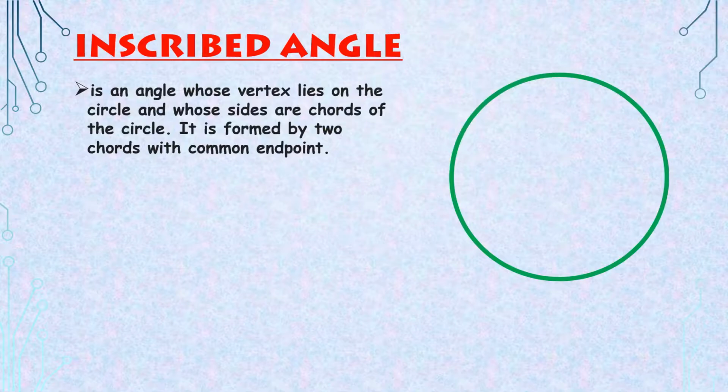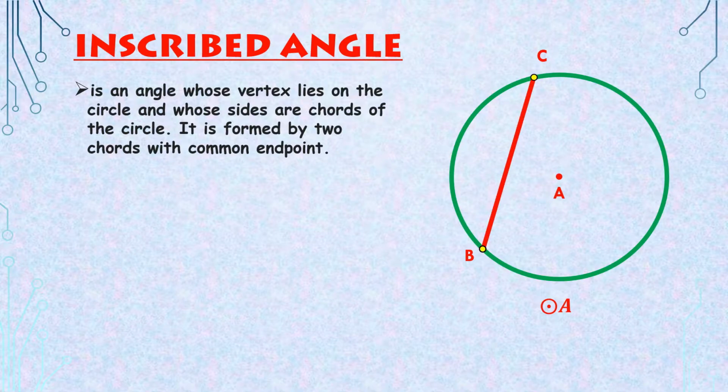So let's have a circle with center A. So this is circle A. Let's have point B and point C, which are points on the circle, forming chord BC. Then let's have another point on the circle, which is point D. If you connect point D and point B, you will form another chord, and this is chord BD.